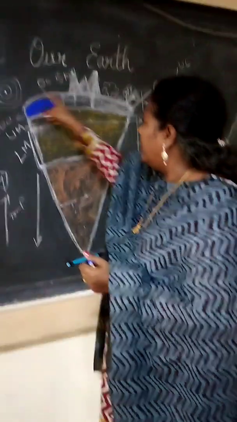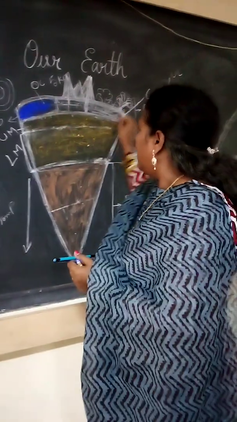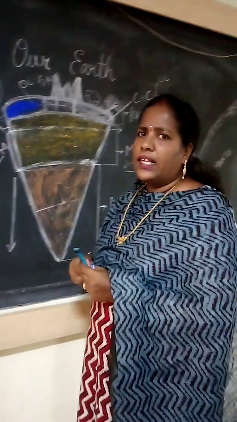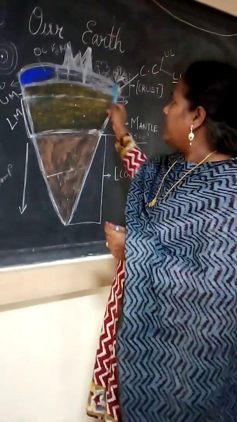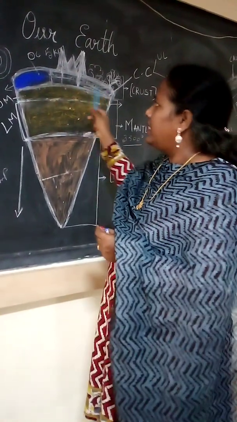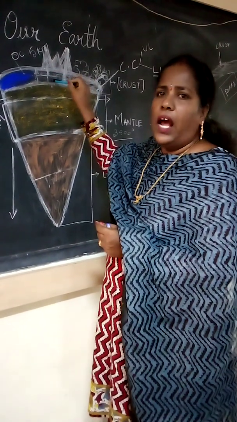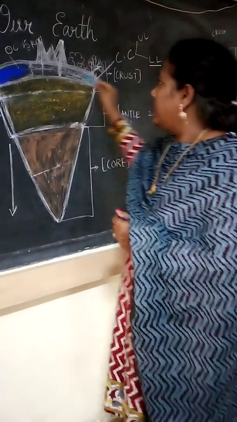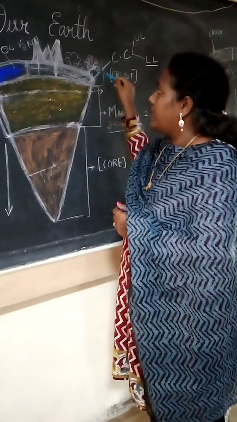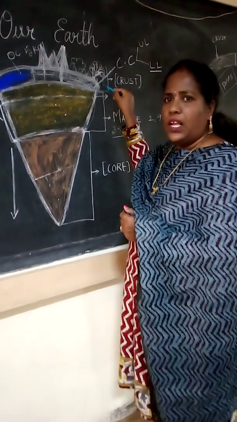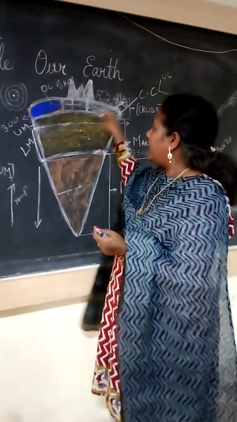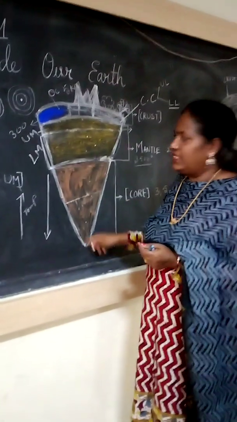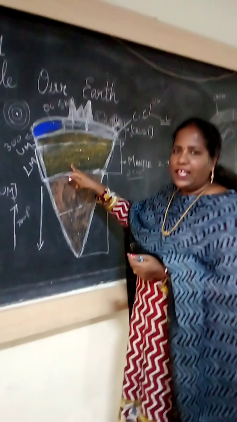Where we are standing, the first layer is called the crust. It is a solid and is made of rocks. We can see the rocks, the plants, animals, human life. All we can see on the crust only. So the first part is the crust, the second one is the mantle, the third one is the core. There are 3 layers: crust, mantle, core.